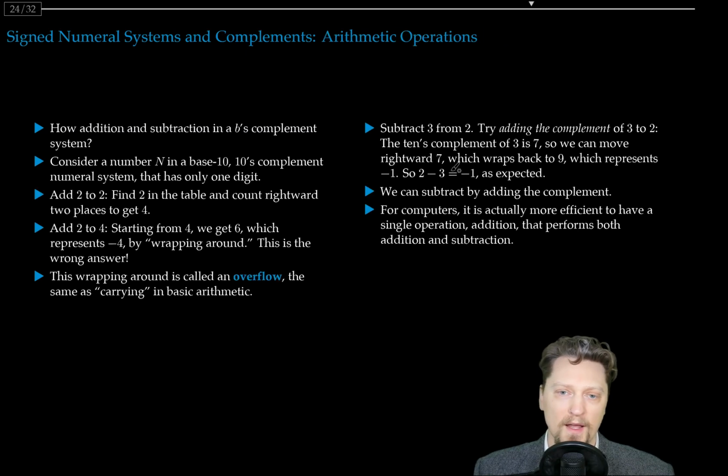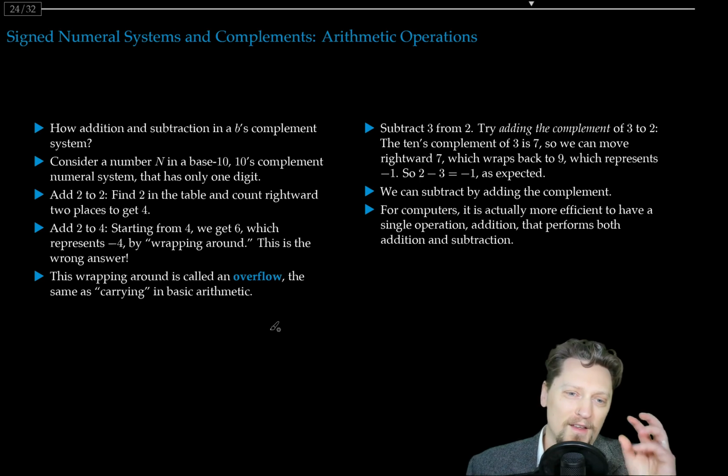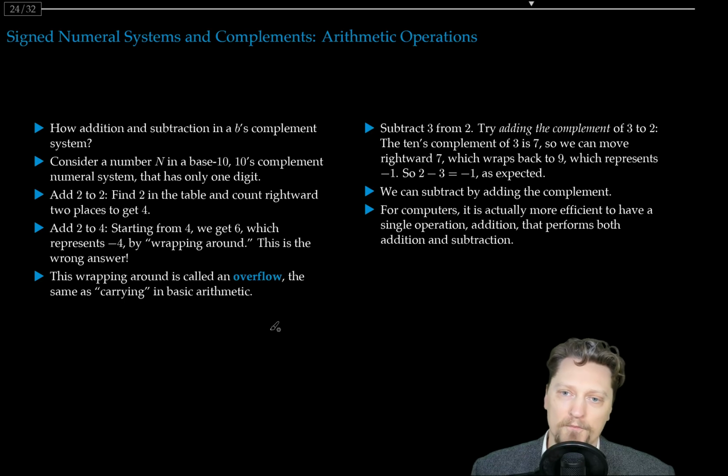So this is something that happens a lot in computers, and this wrapping around is called an overflow. It's the same as carrying in basic arithmetic, when you add up to a point where something can no longer be represented with a single digit or the number of digits that you have, so you have to add another one to keep track.